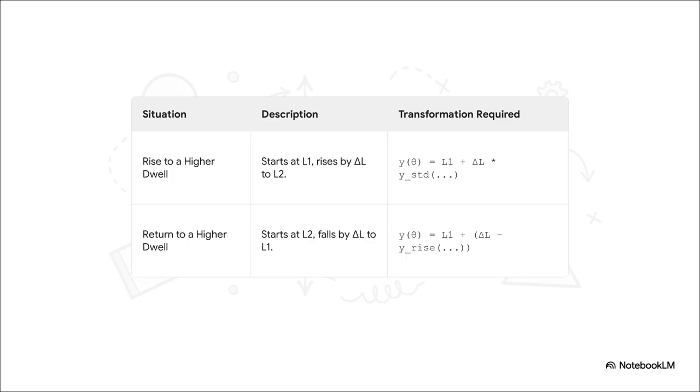Now for the return, say from L2 down to L1. It's almost the same logic. The distance you're falling is still delta L, so you use delta L in your inversion formula, and then, again, you shift the whole thing up by the starting height, which in this case is L1. See how we're just combining the tools?